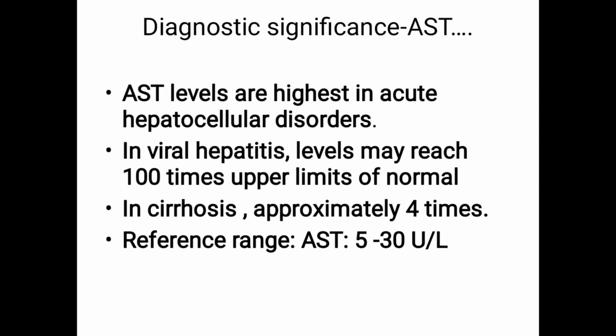You can imagine, the upper limit is up to 30, so 100 times, 3000 it may increase up to. In cirrhosis, approximately 4 times it may increase, about 120 or 150 international units, U per L meaning units per liter. So that is the significance of AST. AST is connected with the cardiac and also the liver. But in viral hepatitis, the level may rise as high as 100 times the upper normal limit. So what is the reference range? 5 to 30. This is the AST.